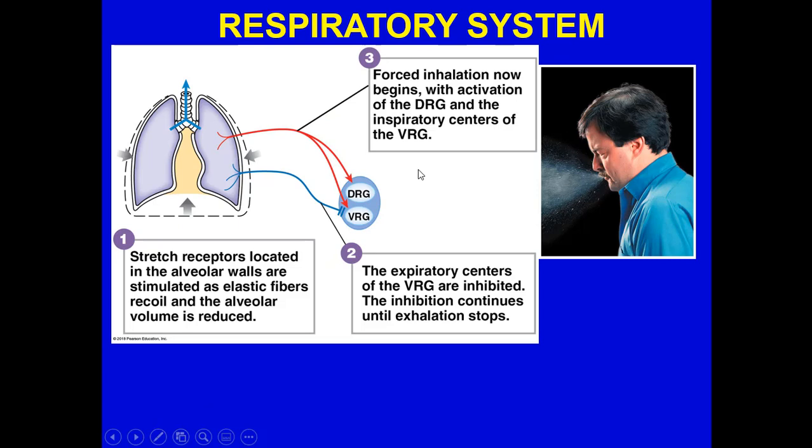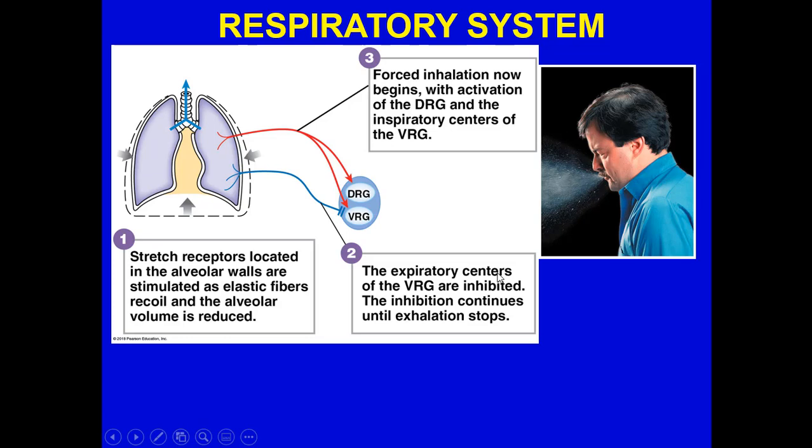Now, what about when you want to sneeze? Well, this is when stretch receptors located in the alveolar walls are stimulated. The elastic fibers recoil, the alveolar volume is reduced, and you build up a tremendous amount of pressure to force out. The forced inhalation now begins with activation of DRG, the inspiratory center of VRG.